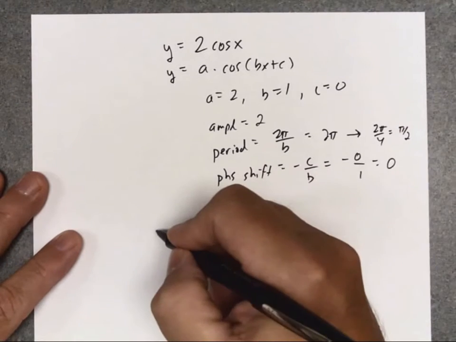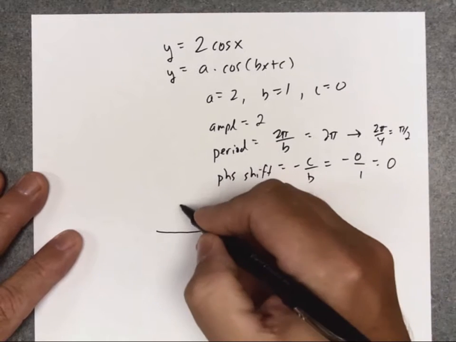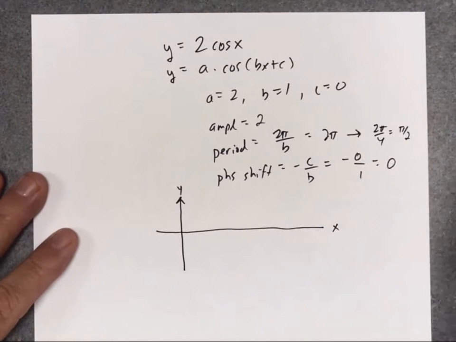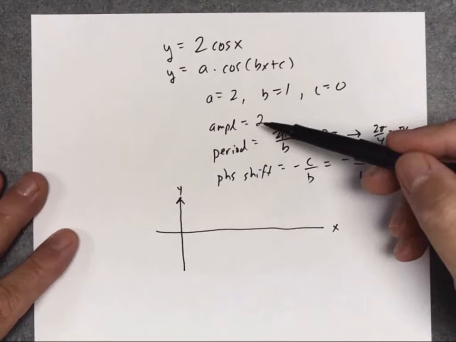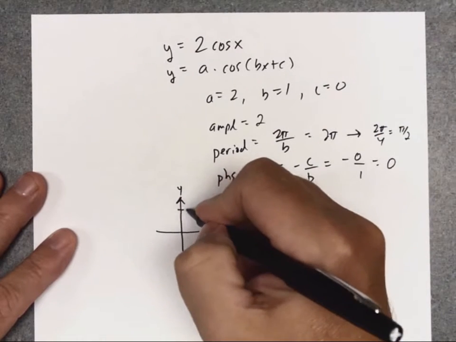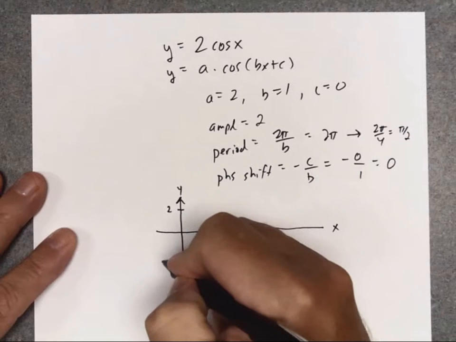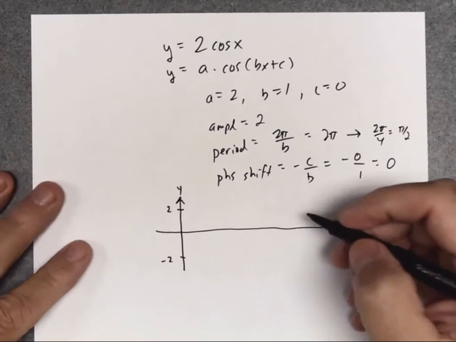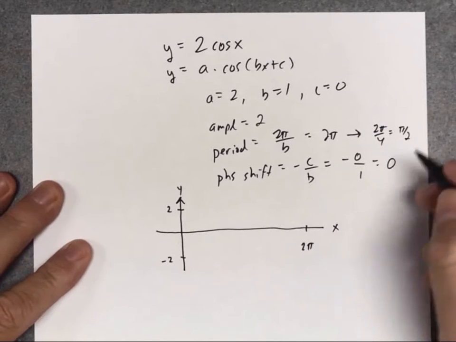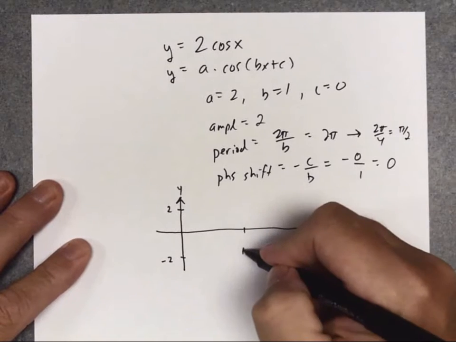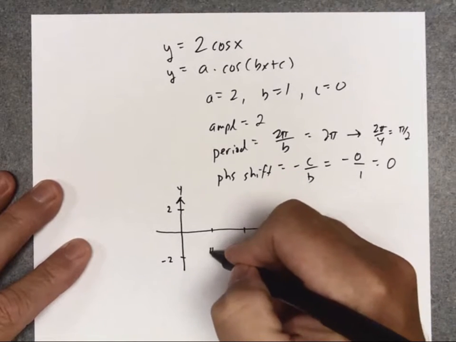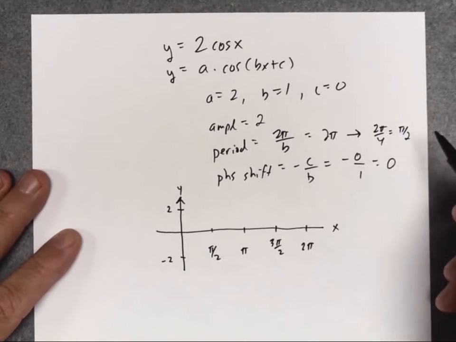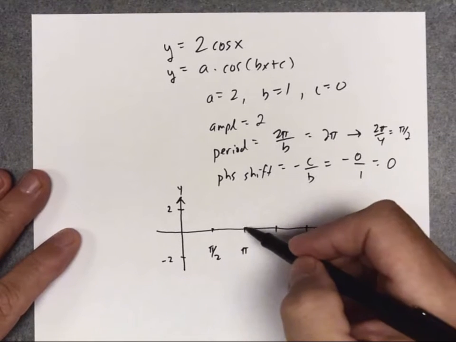So what do I have now? First, I know my amplitude is going to be 2. So now, on my y-axis, I'm going to go from -2 to 2. My period is 2 pi, so I go out here and I mark my 2 pi, and then I can start marking these other points. And you notice the key points are pi over 2, pi over 2, pi over 2.